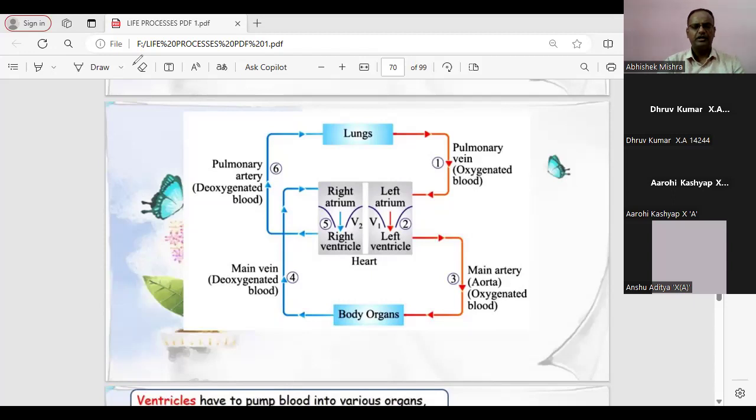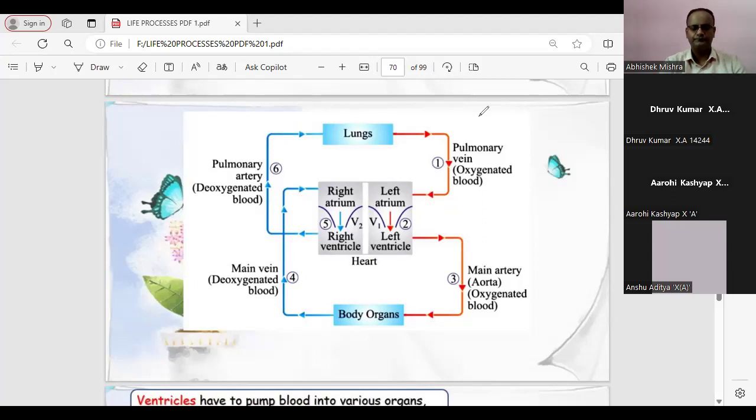Yes, sir. Anshu, can you discuss the process of blood circulation through the human heart, which we have discussed just now? Course of blood circulation through the human heart. Go ahead. Sir, the superior vena cava brings the deoxygenated blood from the upper part of the body and fills up the right atrium. Then, go ahead, continue.